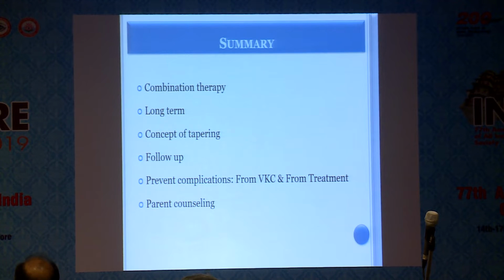And you have to take care of the complications. You have to prevent complications that can happen because of VKC, like keratoconus, because of constant rubbing, and from treatment, like cataract and glaucoma. So you have to monitor the patient, and good parent counseling is very, very important in order to have a good response of the drug in these patients. Thank you very much.